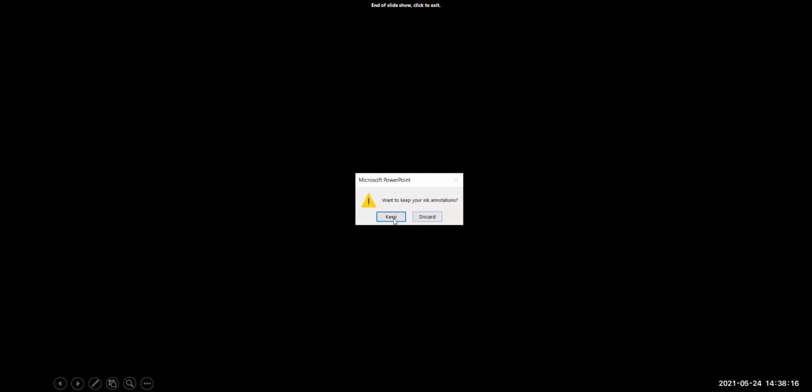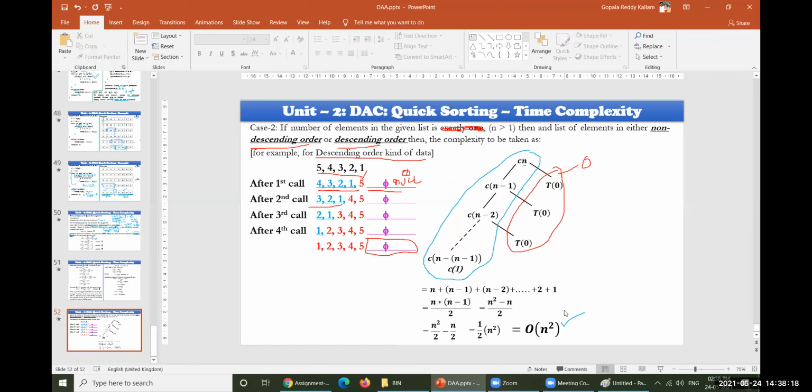That's all. Only quicksort has been prepared by me. Everything is solved. Okay. Tomorrow we'll look into merge sort. We'll see how merge sort operates.